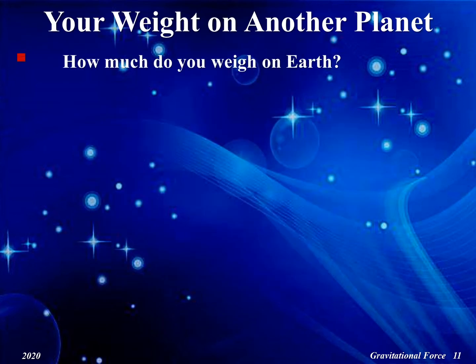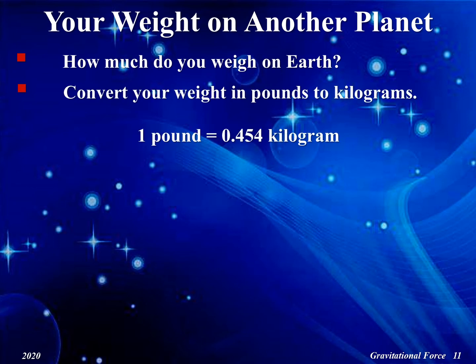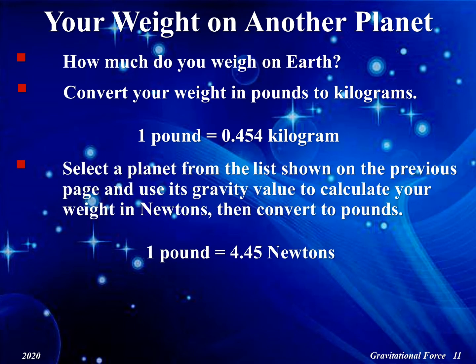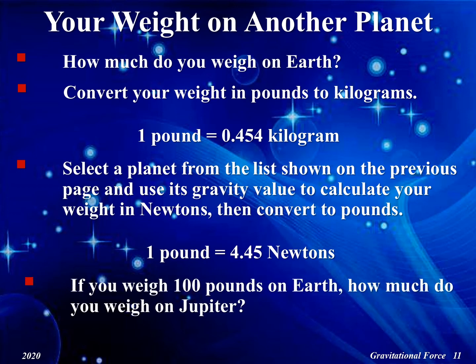As an exercise in gravitational force, calculate your weight on another planet. How much do you weigh on Earth? Convert your weight in pounds to kilograms. 1 pound is equal to 0.454 kilogram. Select a planet from the list shown in the table on the previous page, then use its gravity value to calculate your weight in newtons. Now convert that value to pounds. 1 pound is equal to 4.45 newtons. If you weigh 100 pounds on Earth, how much would you weigh on Jupiter?